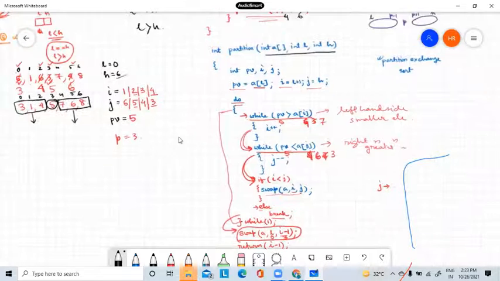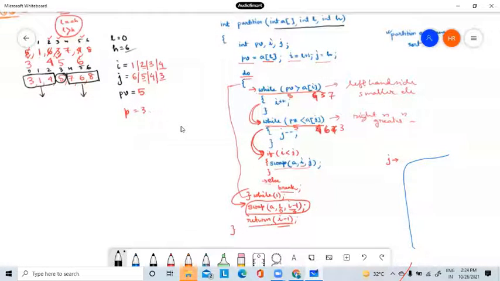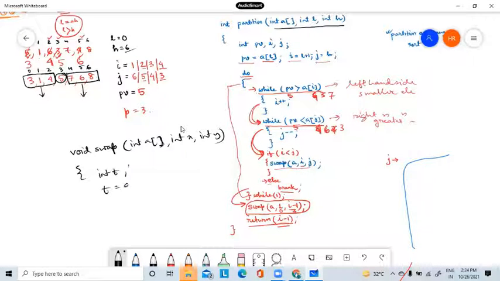So I have done a dry run, and you have to write the swap function also. Swap function will be like this, very simple. Void swap, integer array a, integer x, integer y. Then inside the function, you have to take a third variable t, then t equal to a of x, then a of x equal to a of y, and then a of y equal to t. So that's all. So this is the swap function.